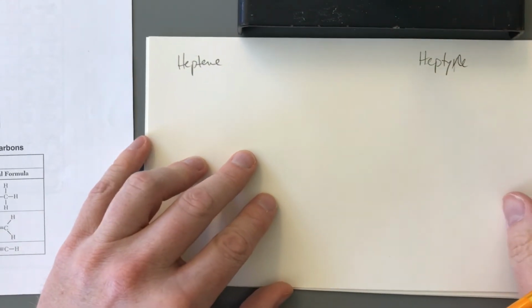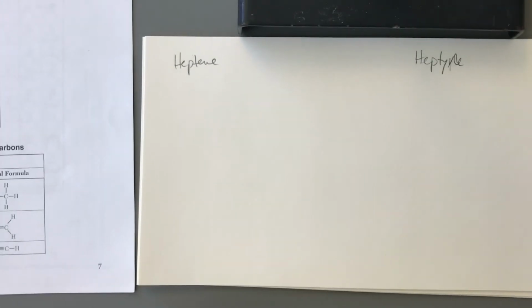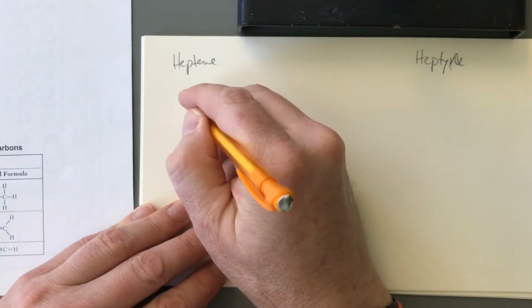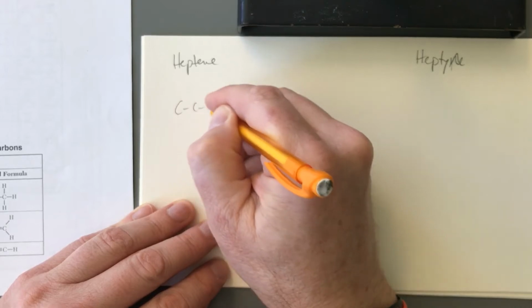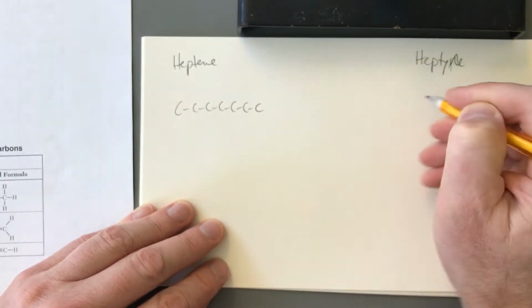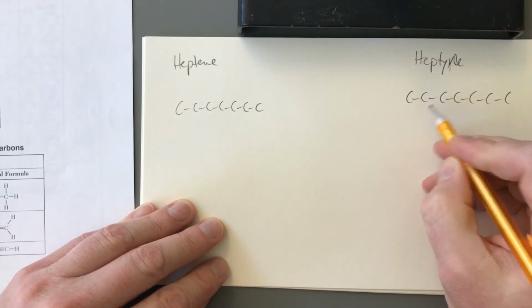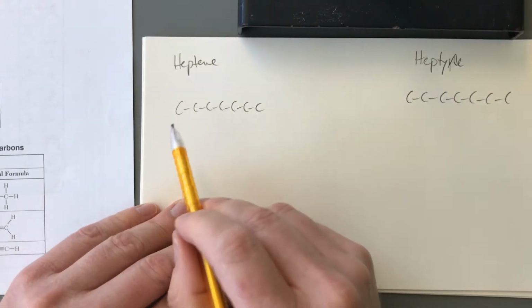The key thing with the double and triple bonds, the alkenes and alkynes, is that you have to make sure you number and label where that double or triple bond exists. Again, hept is going to be 7, so we'll keep it simple: 1, 2, 3, 4, 5, 6, 7. Just make sure I got them there.